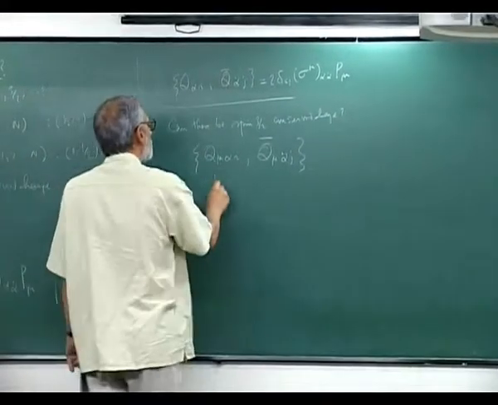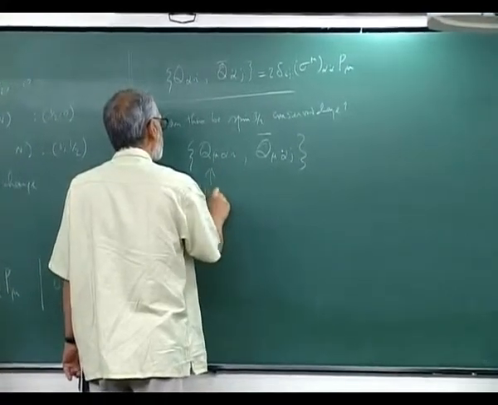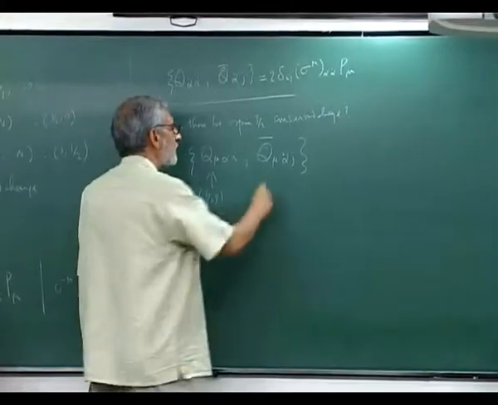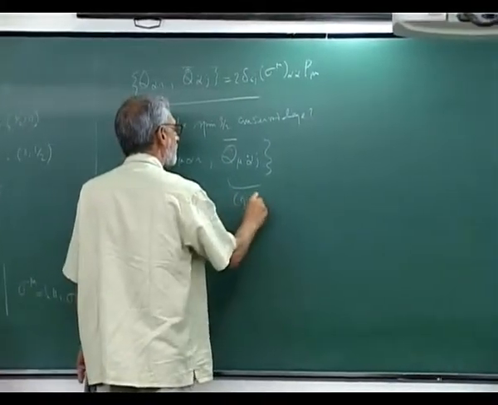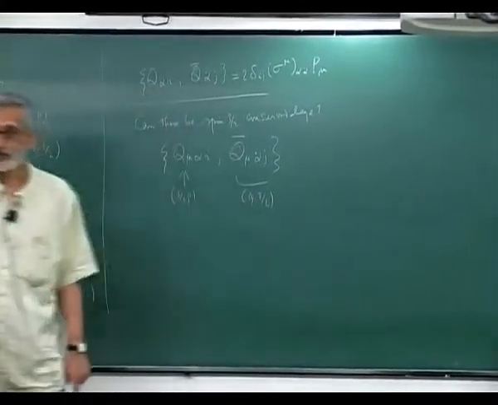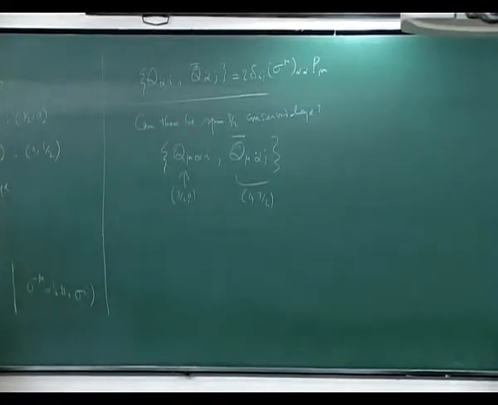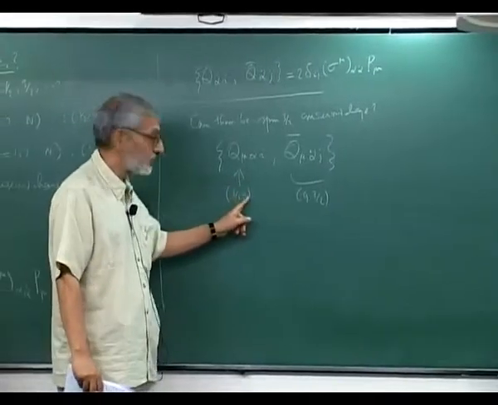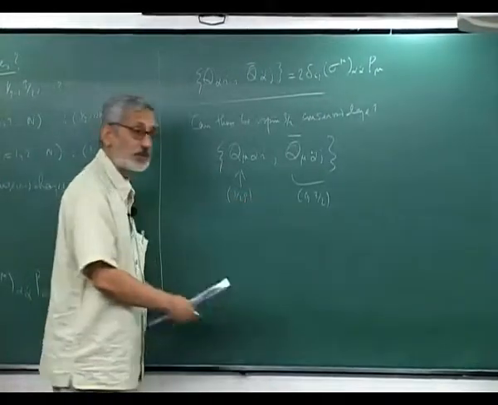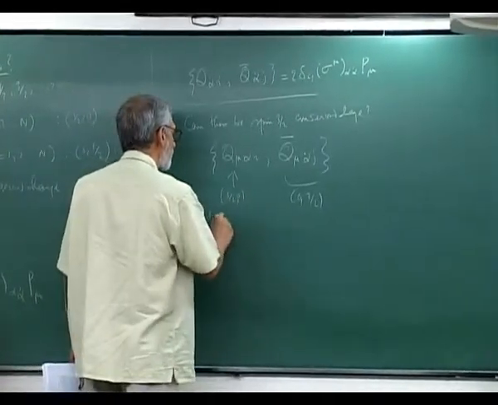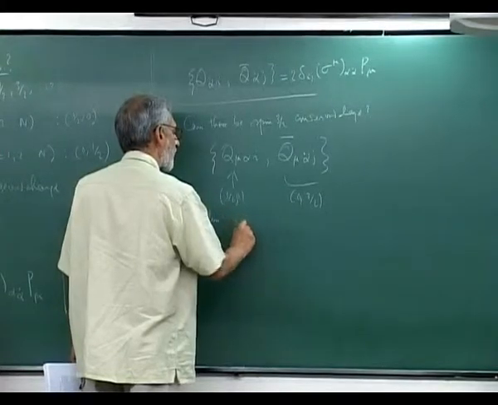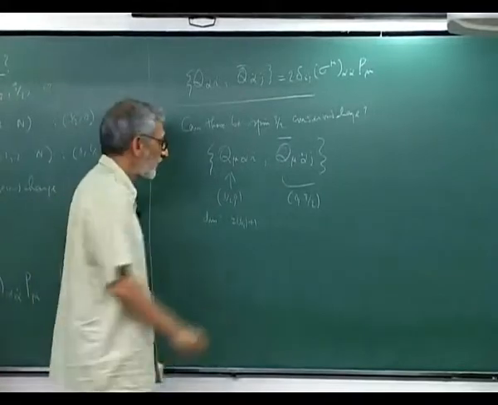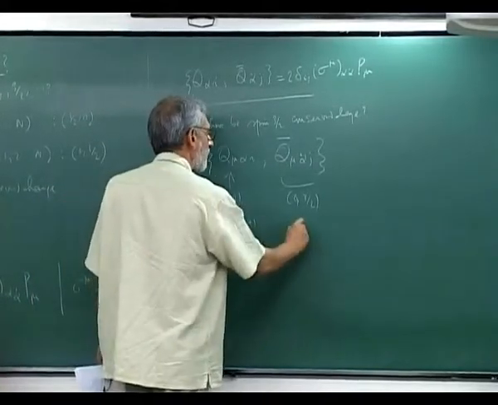Now this object is spin 3/2 in the Lorentz representation, 3/2 0. This one is 0 3/2. Notice the dimension of spin 3/2 0 representation is twice spin plus 1, 2j plus 1, that is 4. Similarly, this one also 4.